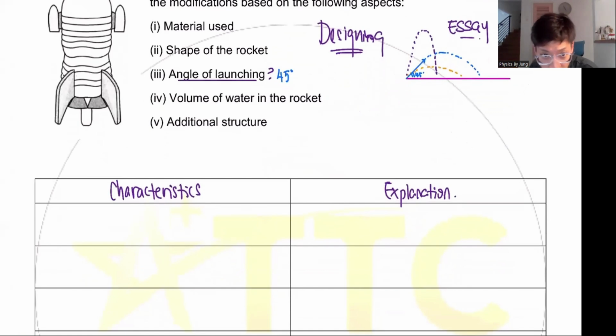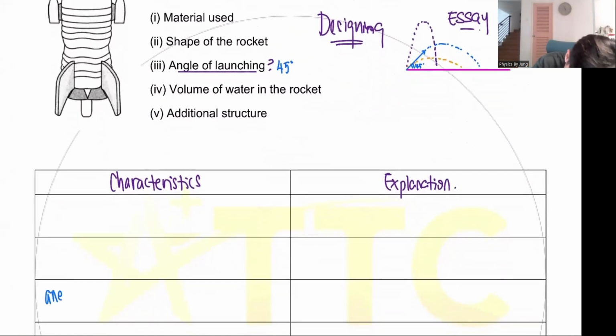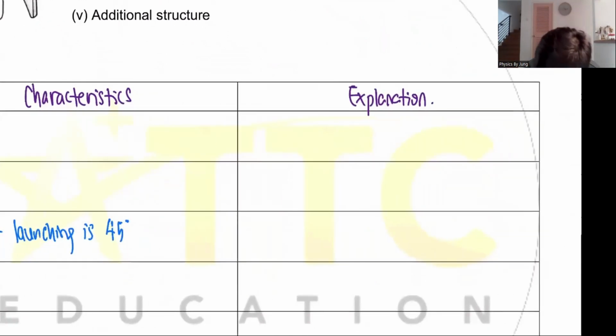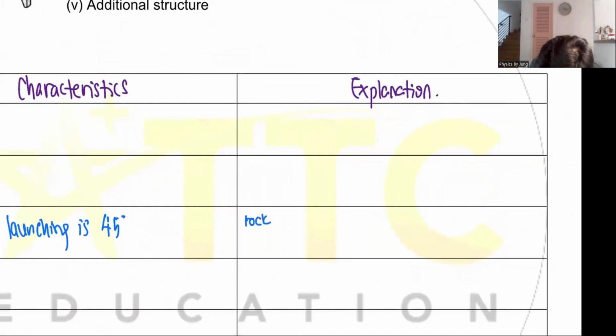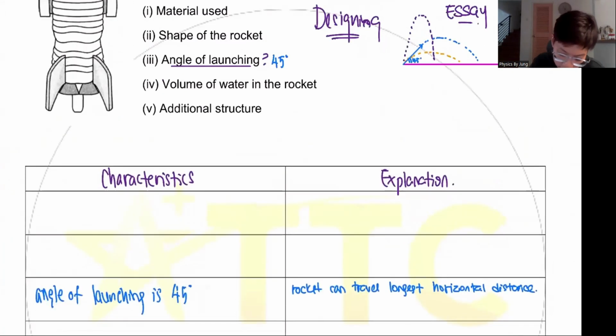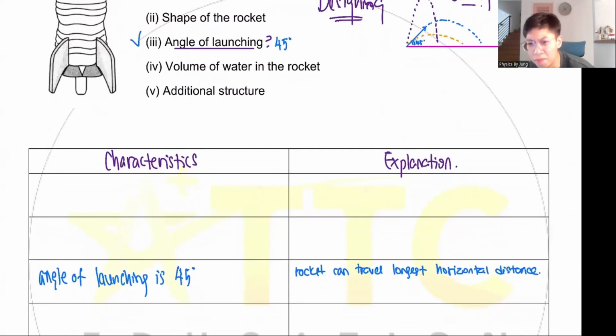Okay, now we write the angle of launching first. The angle of launching is 45 degrees. Why 45 degrees? Because this is where your rocket can travel the longest horizontal distance. Once I do this, I get 2 marks already, guys. Very simple. 45 degrees, travel longest horizontal distance.